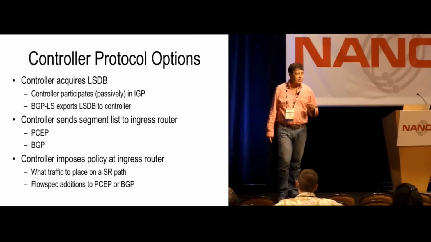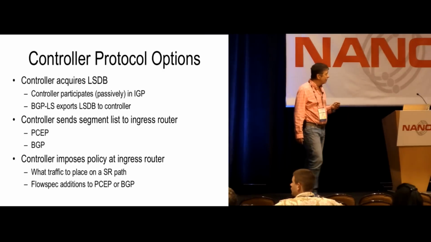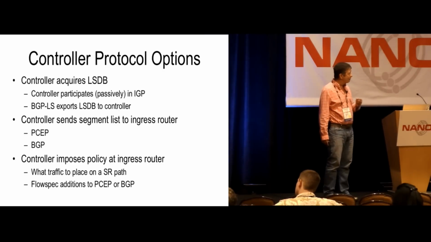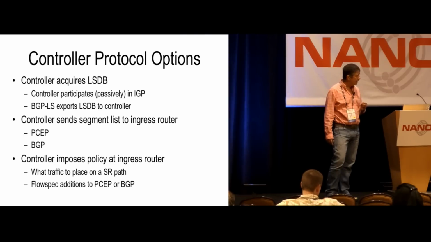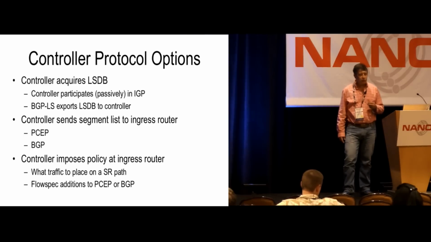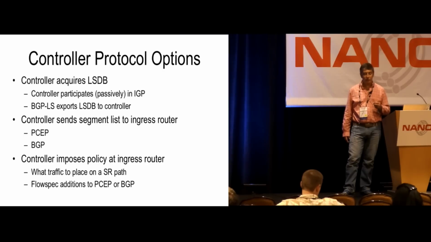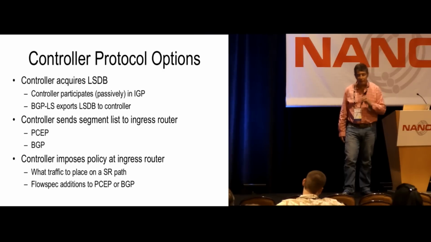The next thing you need is the controller needs to be able to send a list of segments down to the router. Two options to do that, PCEP and BGP. And finally, the controller is going to impose policy at the ingress router. What traffic to place on the SR path, and he has two ways to do that. Flow spec additions for PCEP and BGP.